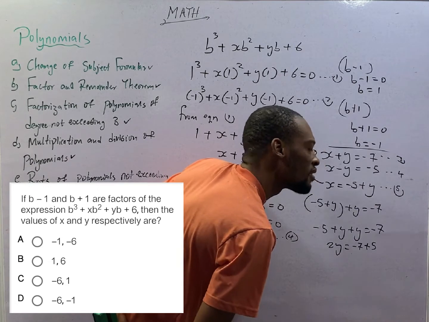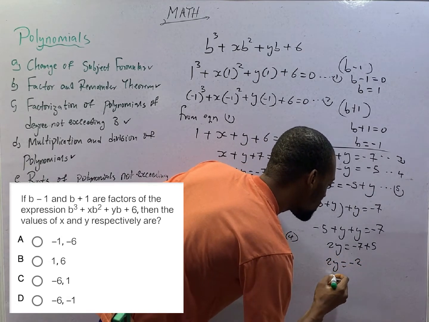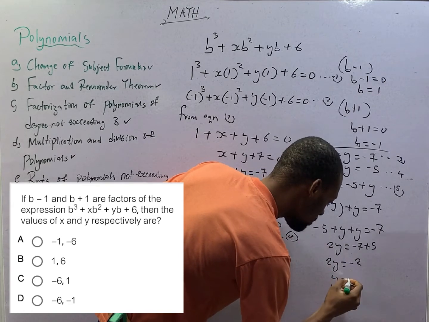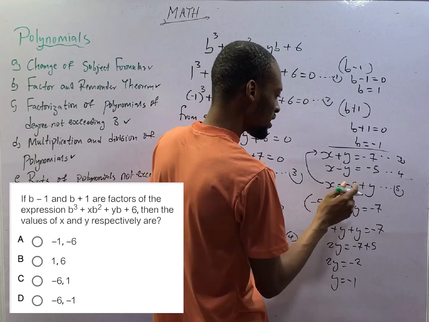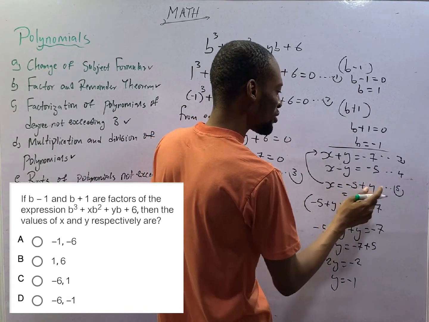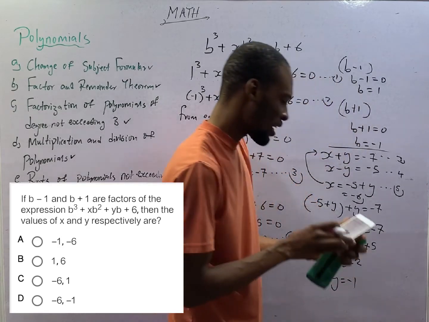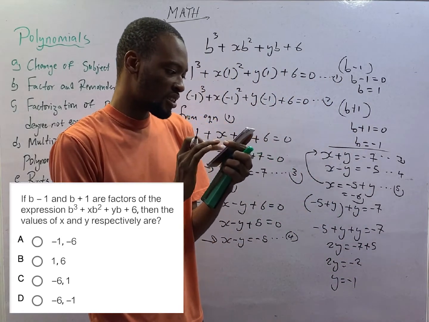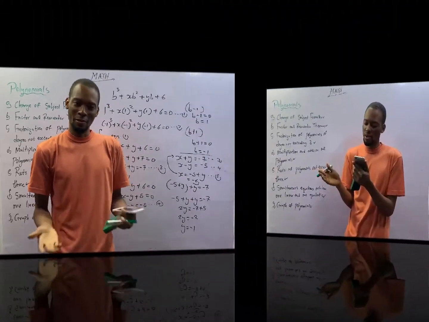Minus 7 plus 5, that is minus 2. So 2y is equals minus 2. Y is equals minus 1. If y is minus 1, putting the value here, s becomes minus 5 minus 1. That is minus 6. Our answers are minus 1 and minus 6. That is option D. So option D is the correct option.